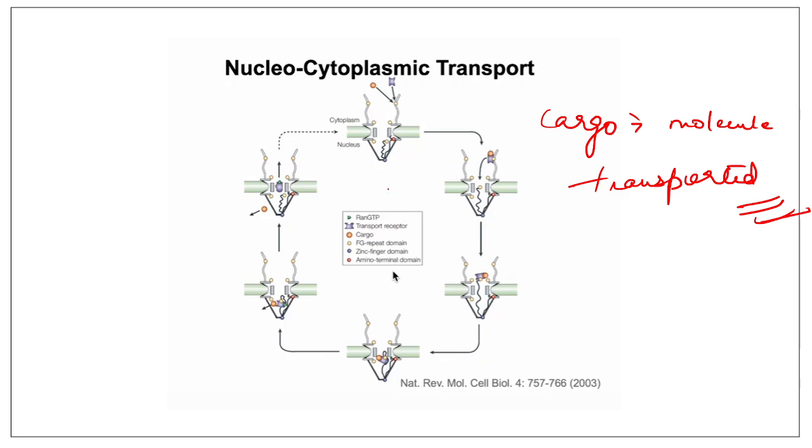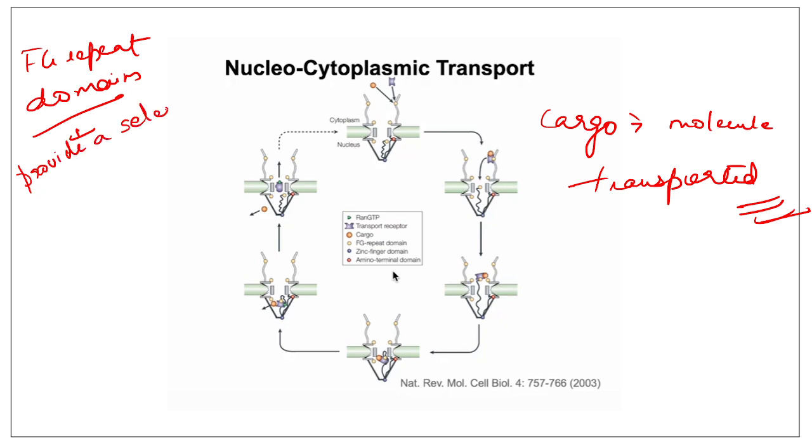Then FG repeat domain, the yellow circles that you see, these yellow circles everywhere, these FG repeat domains are found in nucleoporins and they provide a selective barrier for the transport to happen. Then you have zinc finger domain and amino terminal domain, and they are likely related to cargo binding and interaction with the transport machinery.